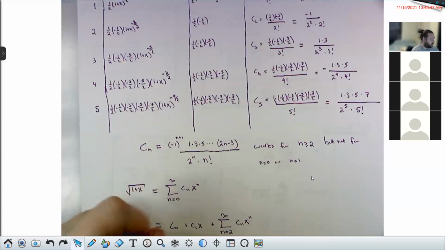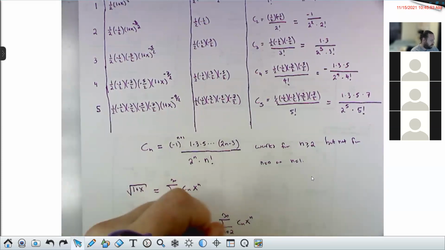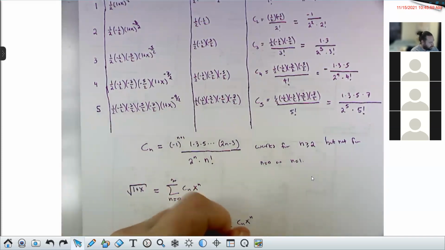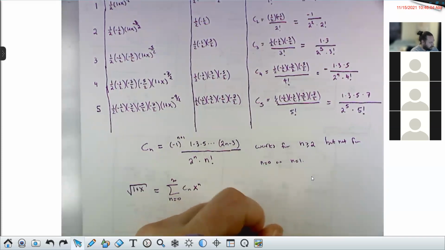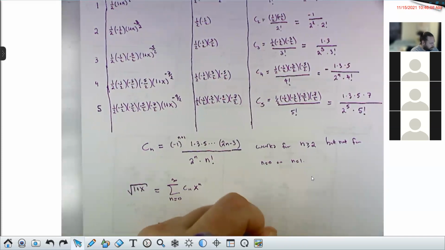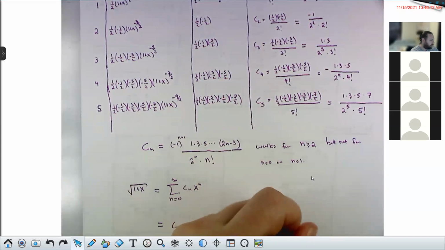So the power series here is 1 plus 1/2 x plus sigma n from 2 to infinity, -1 to the n plus 1, 1 times 3 times 5 out to 2n minus 3, divided by... Wait, how is 1 over 0 factorial 1? 0 factorial is 1.